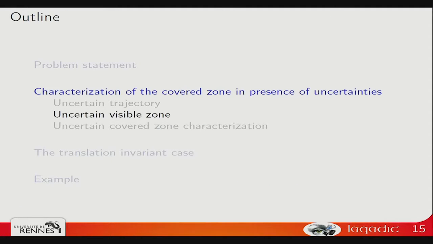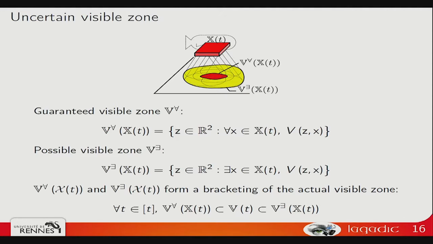So let's start with the uncertain visible zone. We can bound the visible zone at a given time between the guaranteed visible zone, which is the set of points that are visible for every state in the possible states at a given time, and the possible visible zone, which are the points seen from at least one state. And therefore, the bracketing of the actual visible zone at that time.